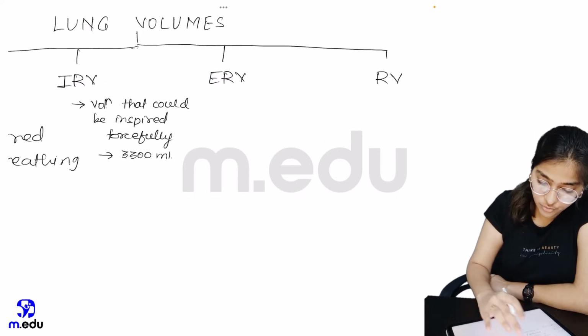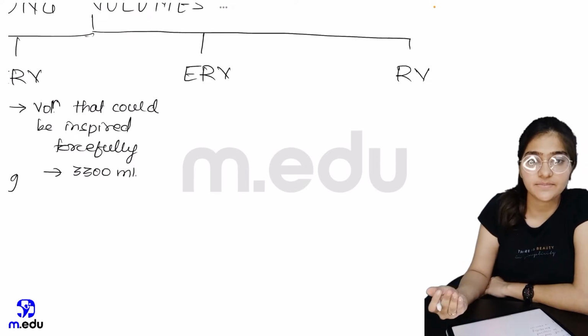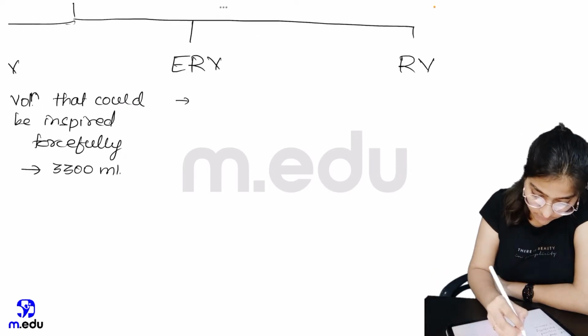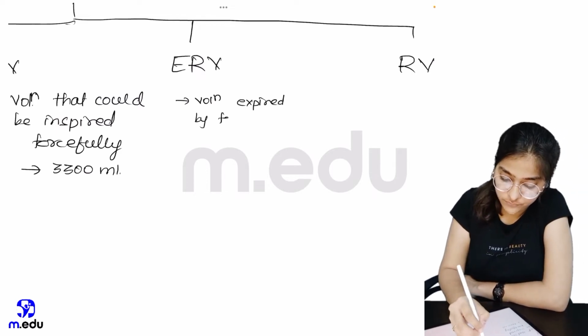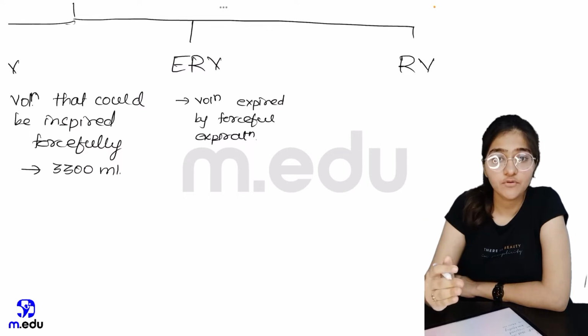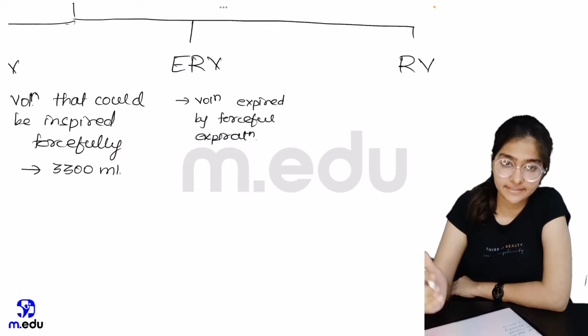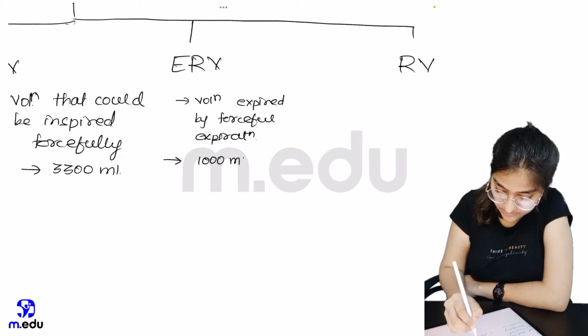Now let's come to ERV. ERV is expiratory reserve volume, and it is the air that could be expired by forceful expiration by using accessory expiratory muscles. It is the volume that is expired by forceful expiration. It is the additional volume that could be expired after tidal volume. So the value of ERV is 1000 ml.